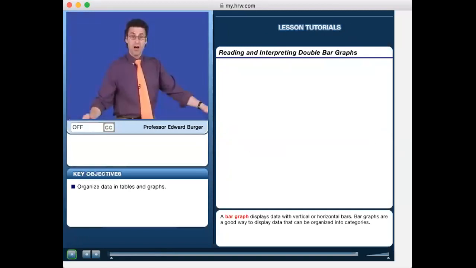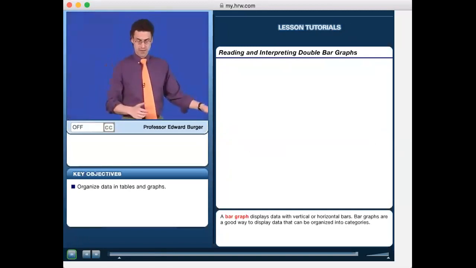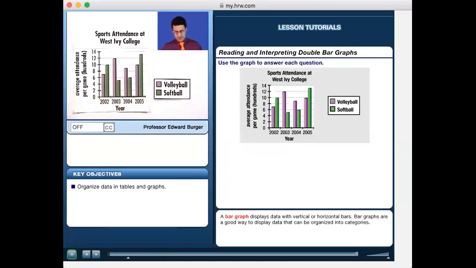All right, let's take a look at some more data and see if we can analyze it. So here we see a graph that shows the sports attendance at West Ivy College in various years, 2002, 2003, 2004, 2005, and the average attendance per game in hundreds. And what you can see here is the purple indicates the volleyball games and the green represents the softball games for each. As you see here, in each double bar graph, you must see a key. There must be a key. So the key here shows that the purple is for volleyball and the green is for softball.